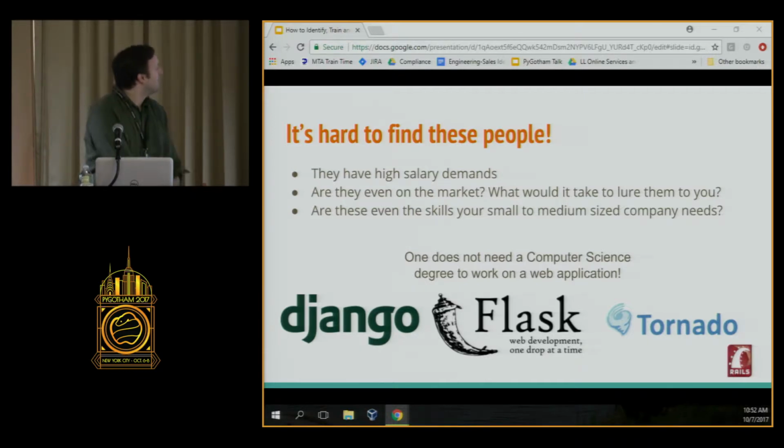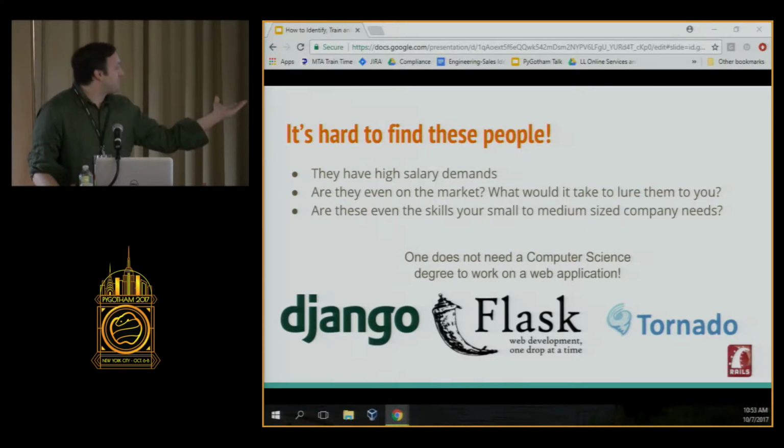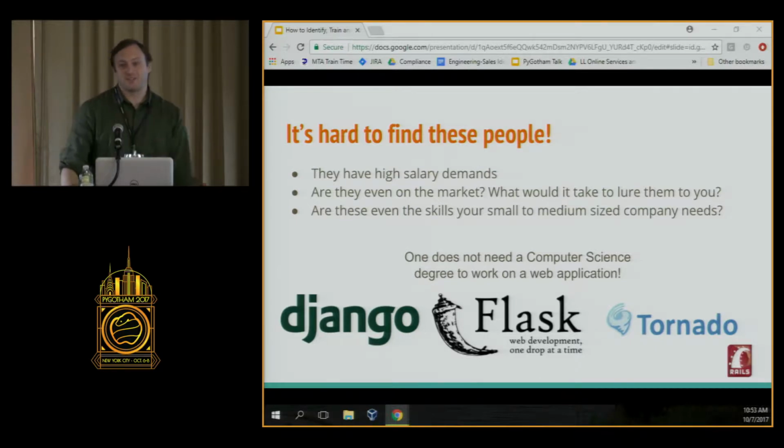Good news is it doesn't really matter if you are a computer science degree holder or if you have a deep understanding of fundamentals to be a junior developer at many companies that do work in web frameworks or on an app or a mobile app, for example. That's what these frameworks are good for. Django, Flask, Tornado, even Rails.